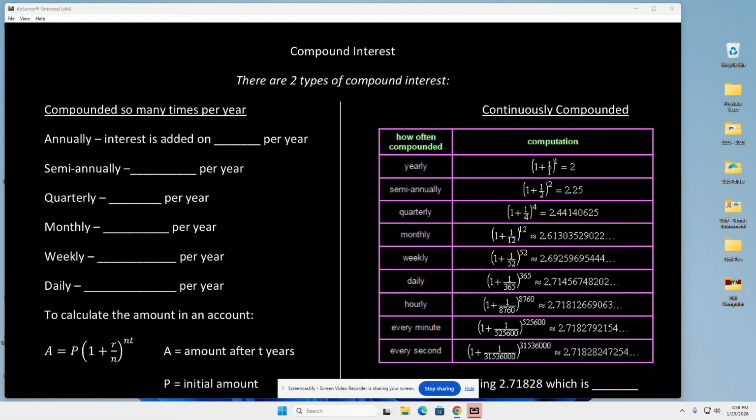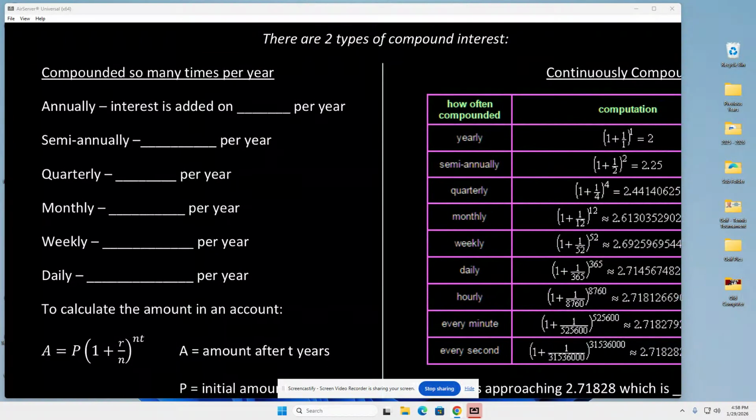That's what we mean. So here are the options that we're going to discuss. Annually means that it's compounded only one time a year. Now, if it's compounded only one time a year, it's just going to be like normal appreciation. It's just dividing by 1, which we'll talk about in just a second.